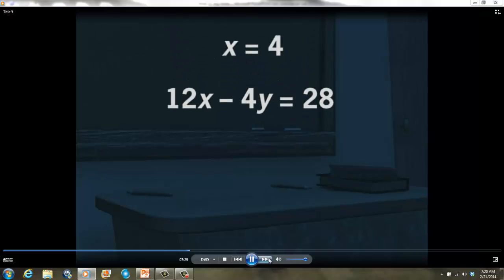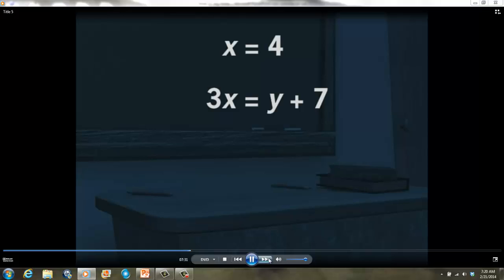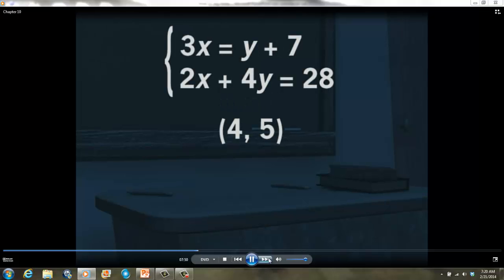Okay. The original equation was 3x equals y plus 7. Substitute 4 for x and solve for y. 12 equals y plus 7. Subtract 7 from both sides of the equation. So, I get y is equal to 5. The solution is (4, 5). And, of course, the check would follow. Good, Ferd. You can complete the check on your own.